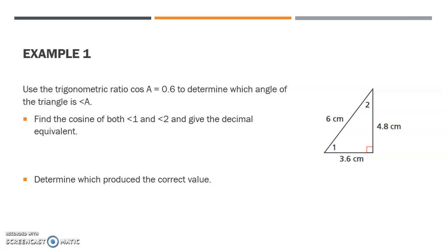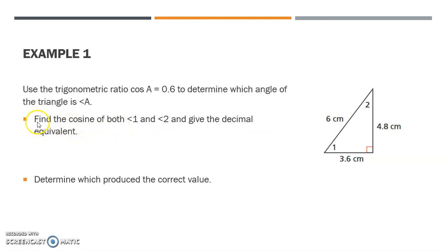So the first type of example you'll see is one that asks you to use the trigonometric ratio. And here they give you the ratio cosine A equals 0.6 to determine which angle of the triangle is angle A. So what they've done is they've used one of these two angles, angle 1 or angle 2, and they've done the trig ratio and reduced it into a decimal. So cosine is adjacent over hypotenuse, so 4.8 over 6 is going to be 0.6, or 3.6 over 6 is going to be 0.6.